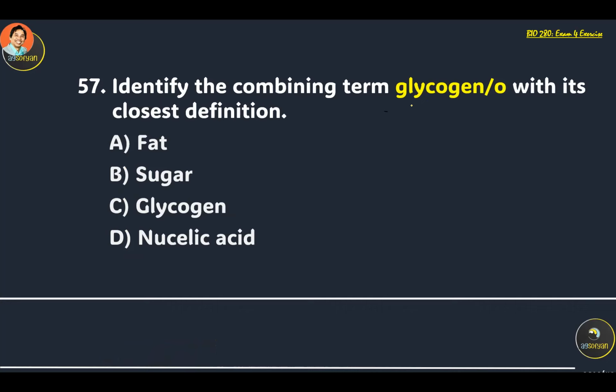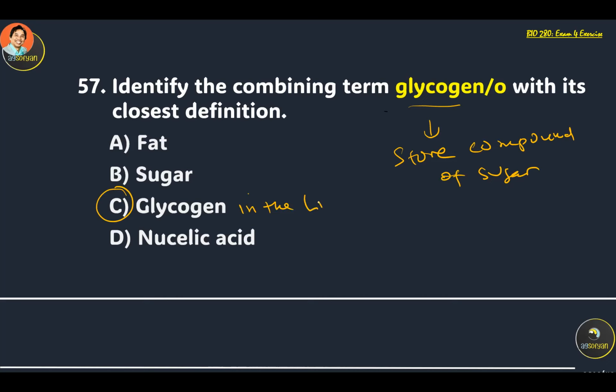Okay, glycogen is actually stored compounds of sugar. So sugar, especially in animal, will combine together, will be stored as a glycogen, usually in the liver. So liver is the main place for glycogen or sugar storage. Sorry, this is wrong answer. Okay, so this should be C, glycogen.